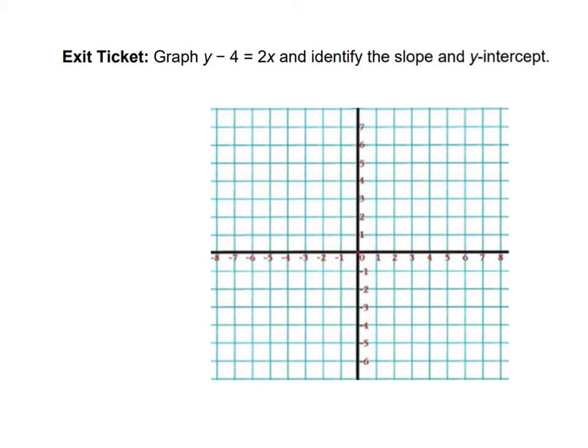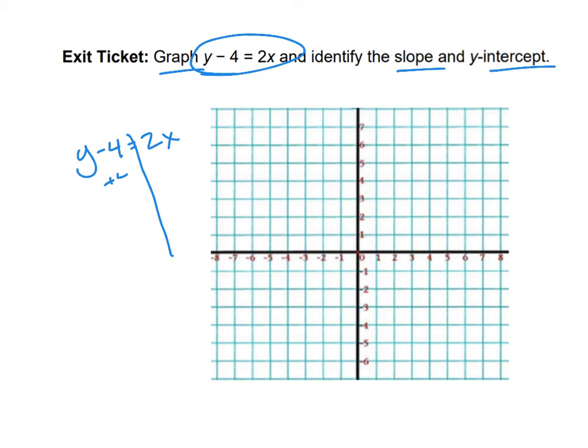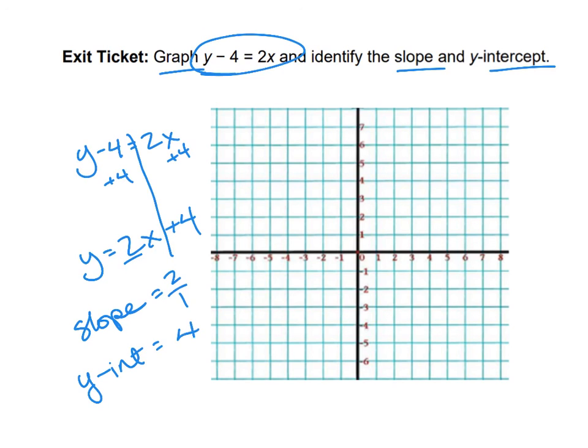Last problem. This is our exit ticket for today. You're going to graph it and identify the slope and the y-intercept. And here's our equation. So y minus 4 equals 2x. It is not in slope-intercept form yet. So let's change it. We have to add 4 to both sides. So y equals 2x plus 4. Now we can find our slope, which is 2. And I'm going to put it over 1 right away. Y-intercept is going to be a 4.